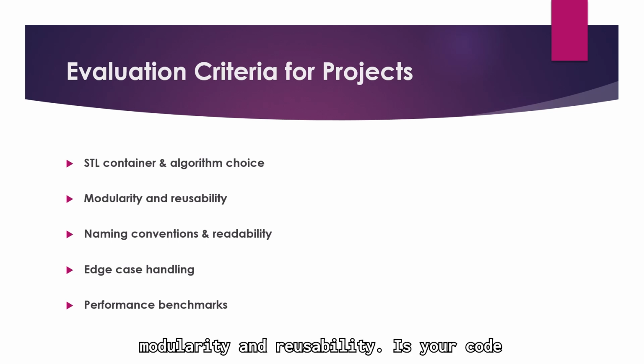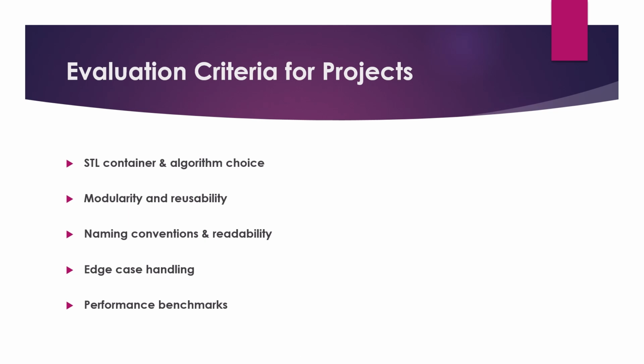Next, we will look at modularity and reusability. Is your code well structured and easy to reuse for other tasks? Naming conventions and readability are also key aspects. Your code should be clear and understandable at first glance. We also need to evaluate how your project handles edge cases. Does it account for all possible scenarios? Lastly, performance benchmarks are crucial. Are you using the most efficient algorithms and data structures? These benchmarks will help you identify bottlenecks in your code.